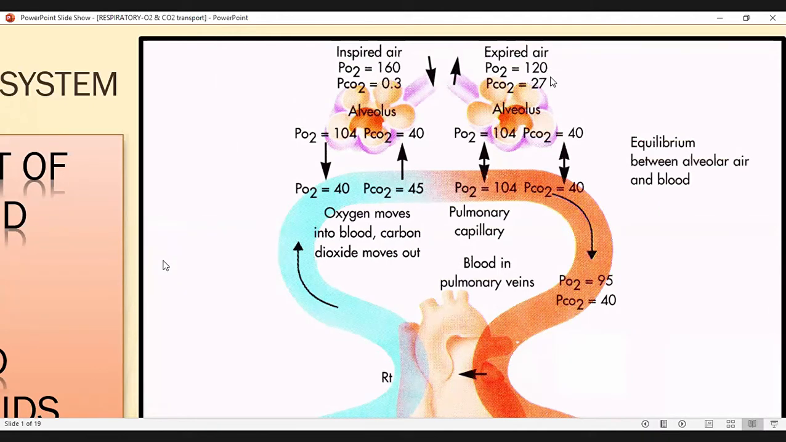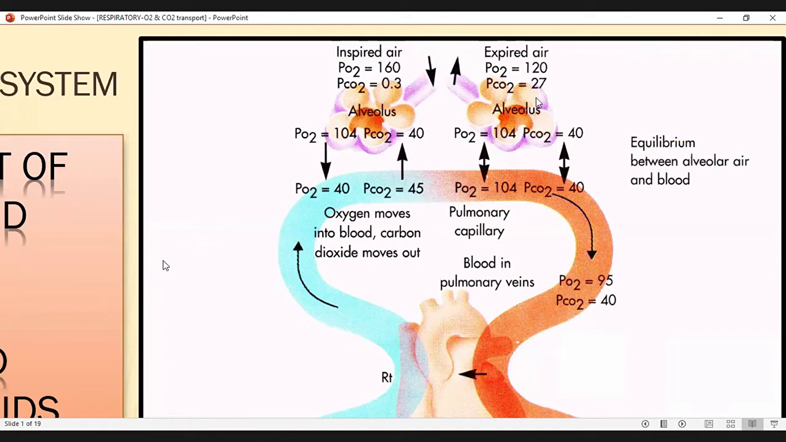Whereas your carbon dioxide from 40 here in the alveolar area, once it finds its way into the dead space going to the outside, now this will become 27. Why? Because this will be diluted. There is dilution. Because this is humidified air, remember? So that's why it's only 27 millimeters of mercury.